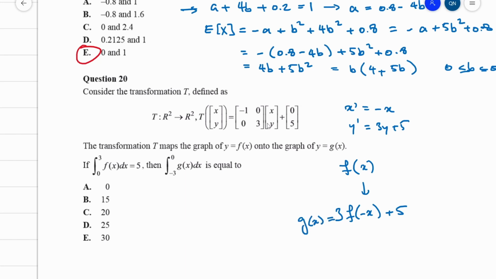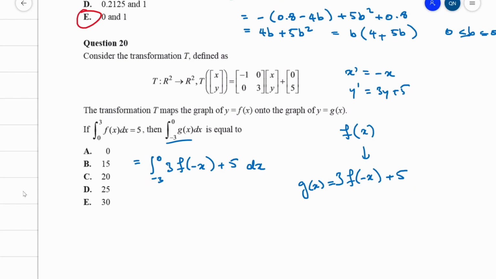So what we can do is rewrite the integral there. The integral we're interested in is the integral from negative 3 to 0 of 3 f of negative x plus 5 dx. Which is nice because now we've got an integral involving f. Let's split this up a little bit. So this is 3 times the integral from negative 3 to 0 of f of negative x dx, and then plus 5 times the integral from negative 3 to 0 of dx.